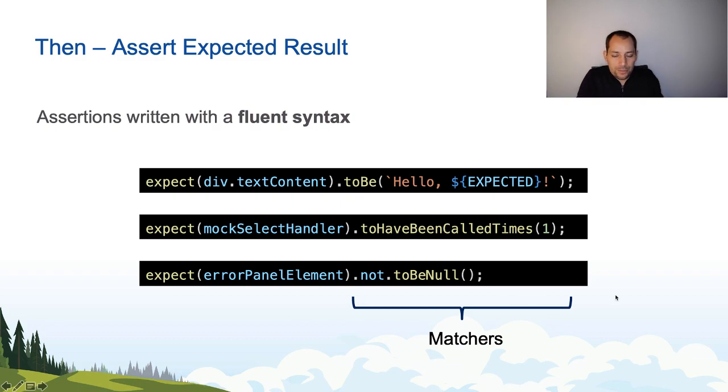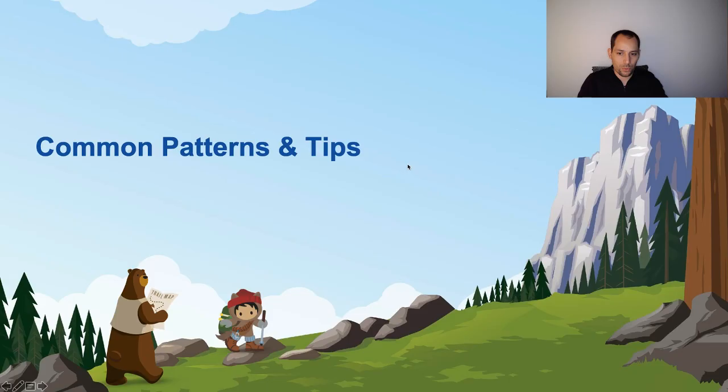Now, the matchers can be combined, and there are a lot of them that are part of Jest. All of what you see here is just standard Jest testing. There's nothing that is really specific to Lightning Web Component in this set of matchers. Everything here is really standard from Jest. So that's really powerful. Now, before I talk about the common patterns and the best practices, I'm going to jump to a quick demo.